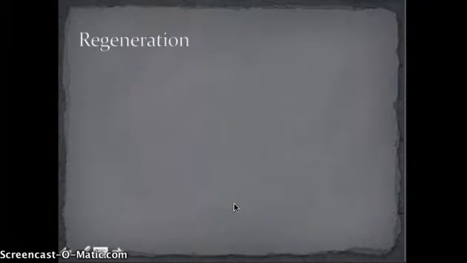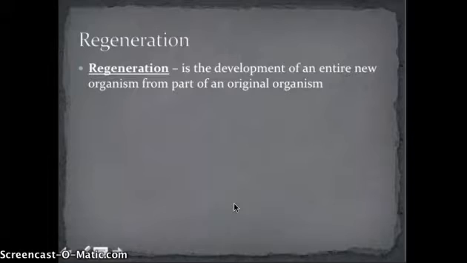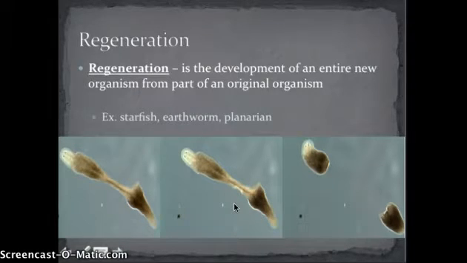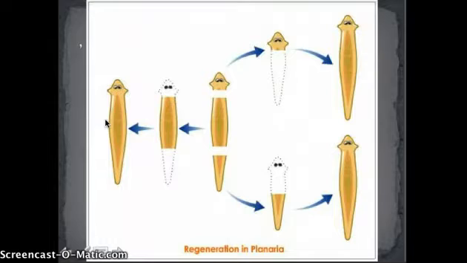Regeneration is the development of an entire new organism from part of the original organism. Examples here include starfish, earthworms, and planarian. We'll see here an example with the planarian, how if we pull this worm apart, we're actually developing two separate organisms. So again, here's a diagram of the planarian. If we cut it into separate pieces, they'll both develop into full organisms.